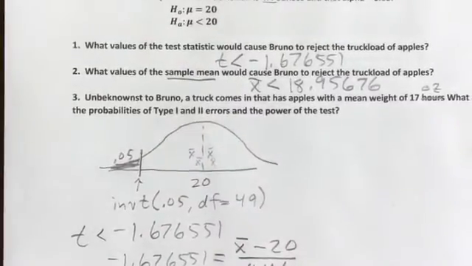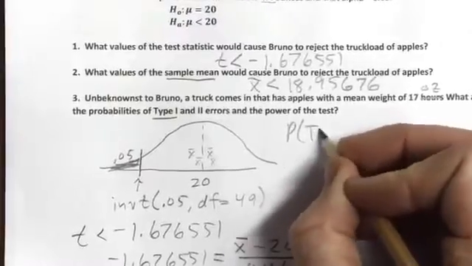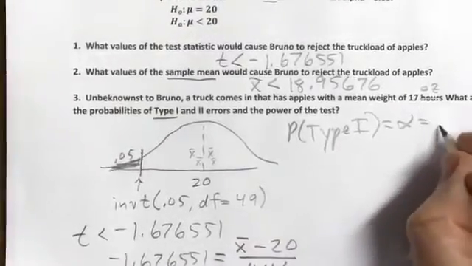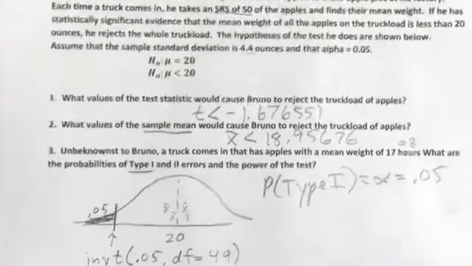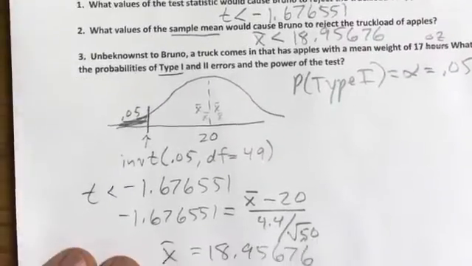Well, first of all, the easiest question in the world is the probability of type 1 error. The probability of type 1 error is always equal to alpha. In this case, that is 0.05, because that was given in the problem. So that's easy. Now, the probability of type 2 error and the power are more difficult.